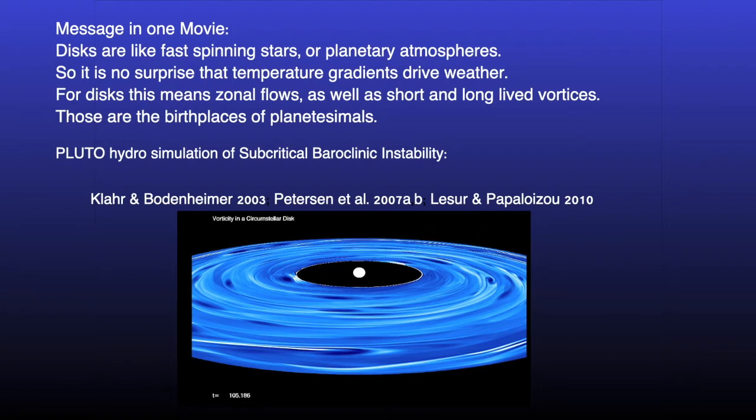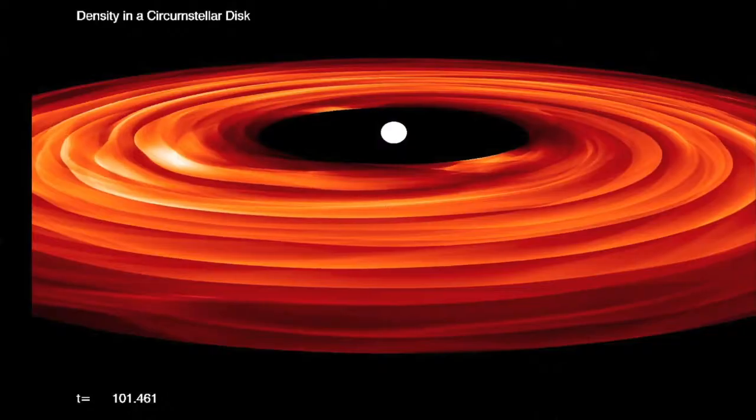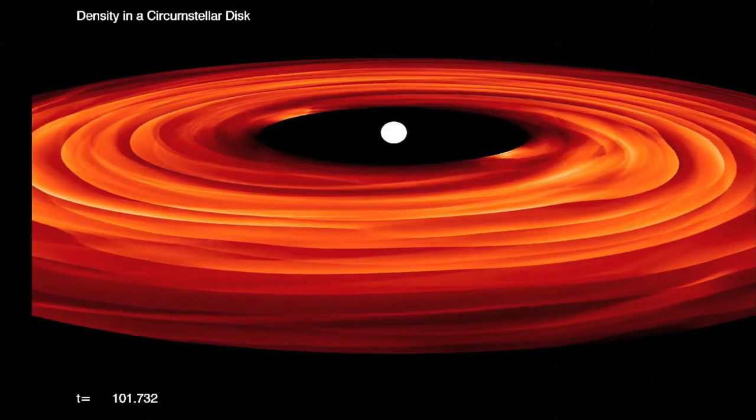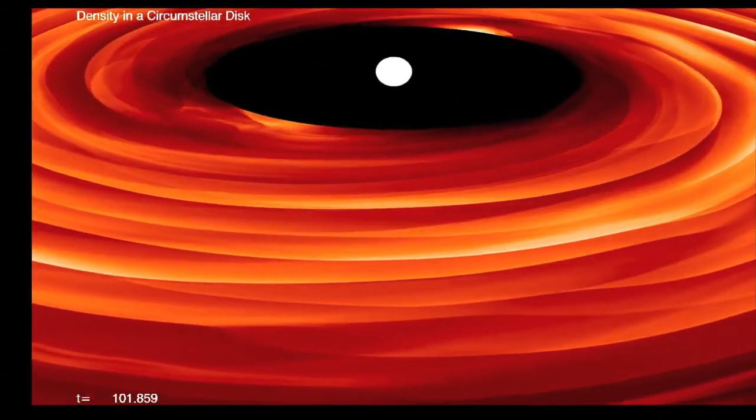As we showed a couple of years ago, and other people have shown the same thing, this radial temperature gradient will, under the right conditions, especially the cooling time, produce vortices and other structures. So what I show you now is a short movie on exactly this subcritical baroclinic instability. I put some dramatic music in the background just to entertain you.